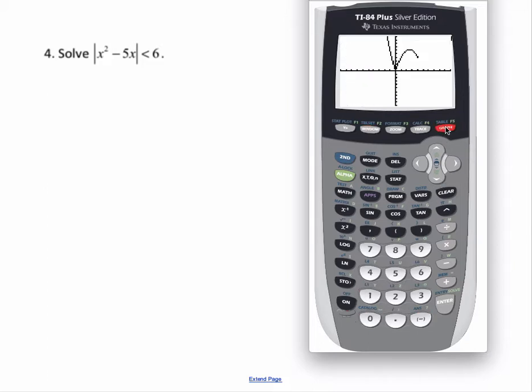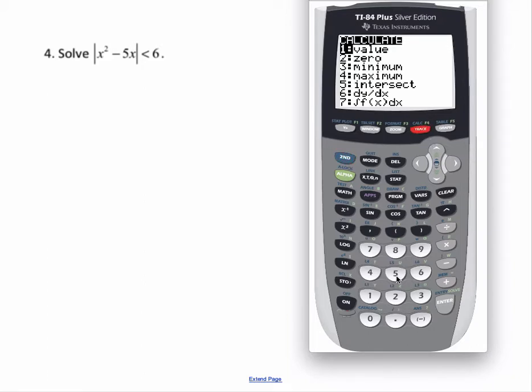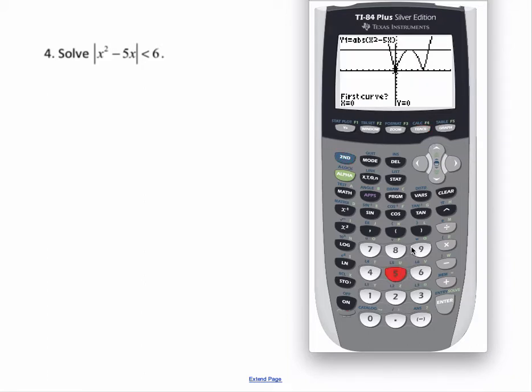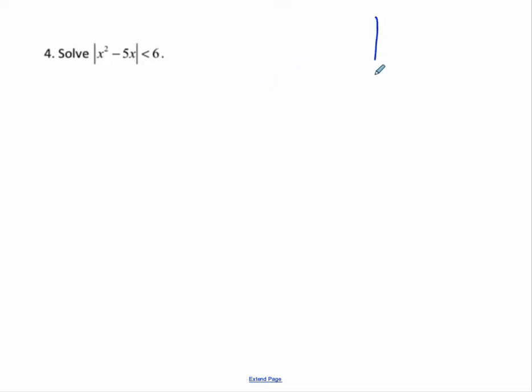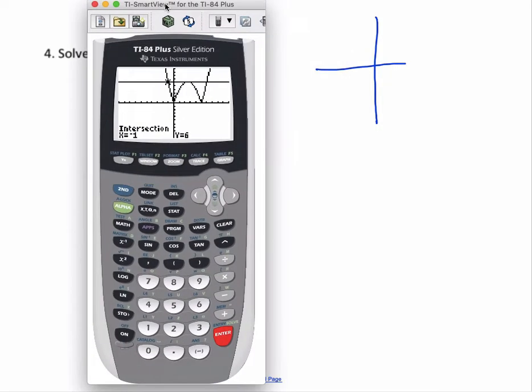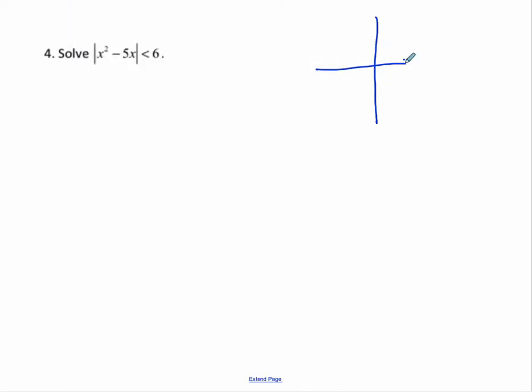Can I see all the points of intersection? Okay, well, that looks interesting. Maybe it intersects there? Let's check it out. So let's get the points of intersection. This one is negative 1, 6.